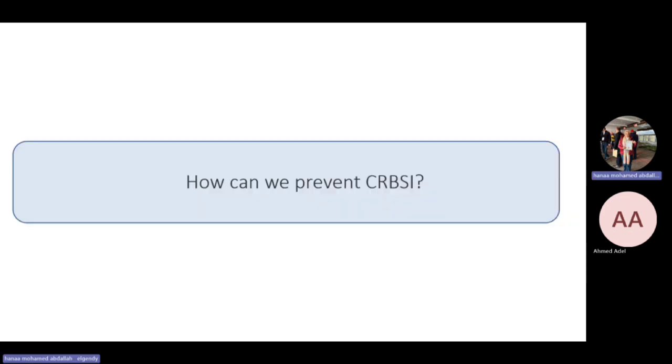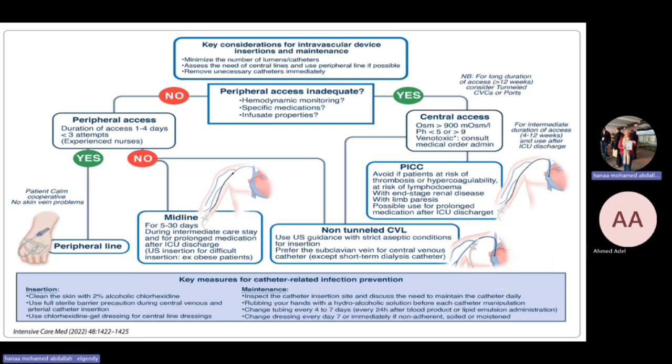So, how can we prevent CRBSI? It's a very important issue. Keep in mind, please, that prevention is more important than cure. To prevent the occurrence of CRBSI, we should think many times before insertion of a central venous access. If the peripheral venous access is inadequate and the patient is hemodynamically unstable with septic manifestations, or we have infusion difficulties, we should go for central line access.